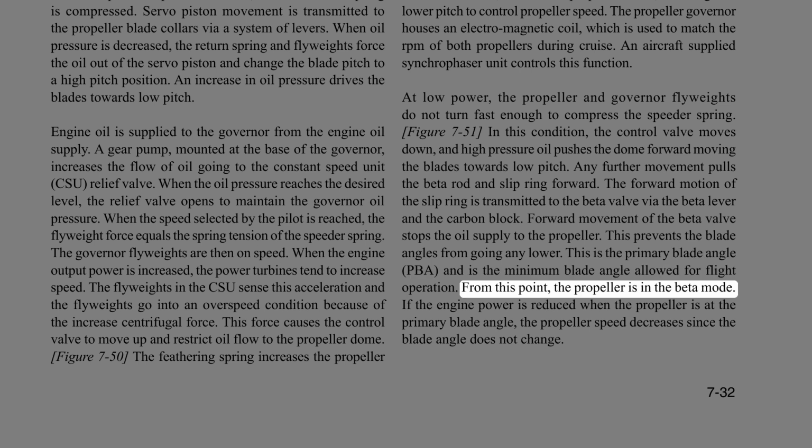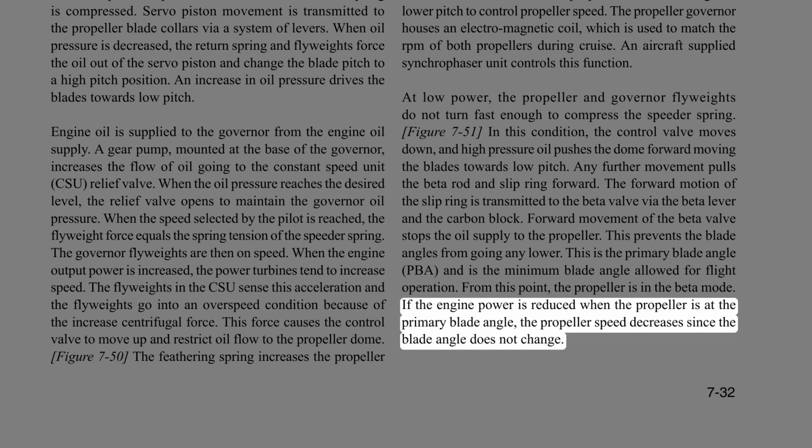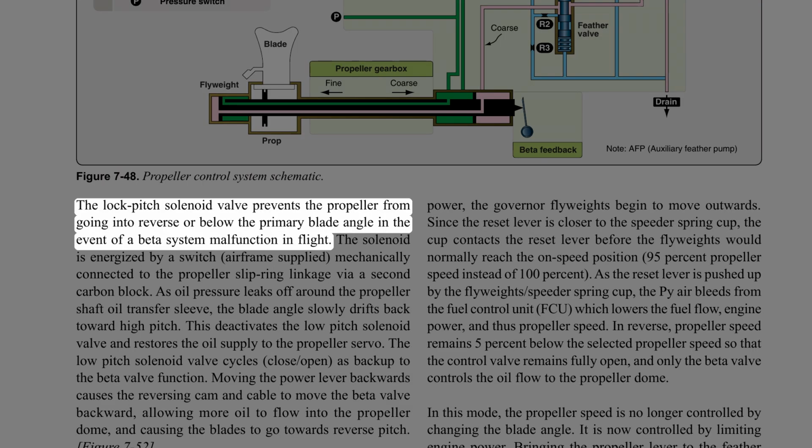From this point, the propeller is in the beta mode. If the engine power is reduced when the propeller is at the primary blade angle, the propeller speed decreases since the blade angle does not change. The lock-pitch solenoid valve prevents the propeller from going into reverse or below the primary blade angle in the event of a beta system malfunction in flight.